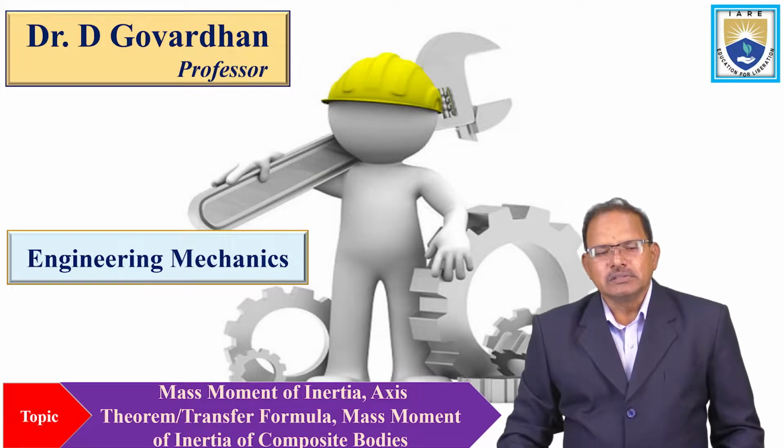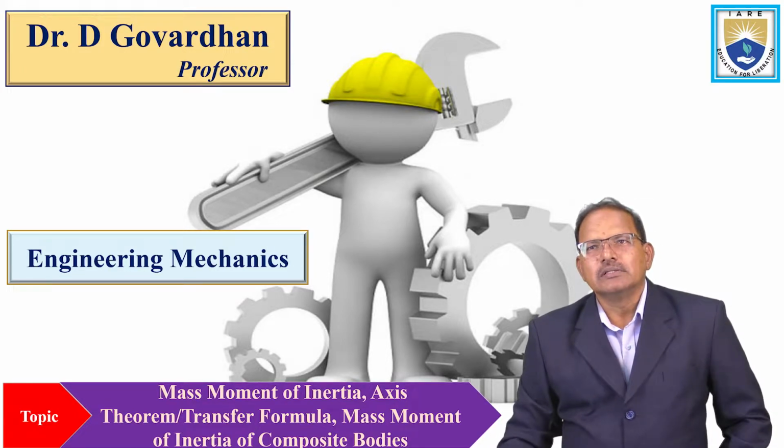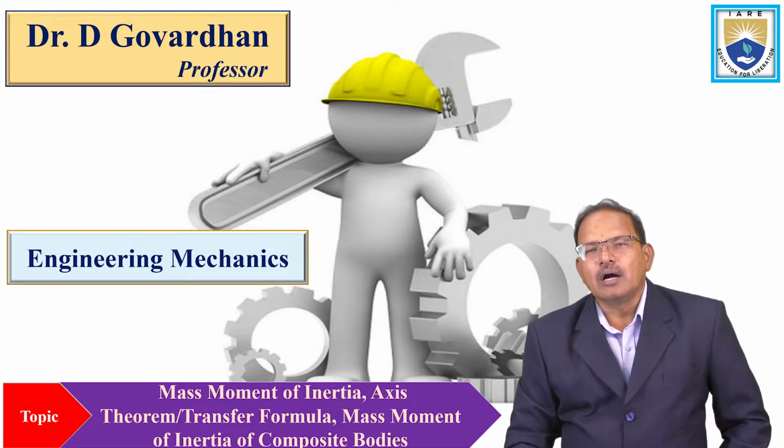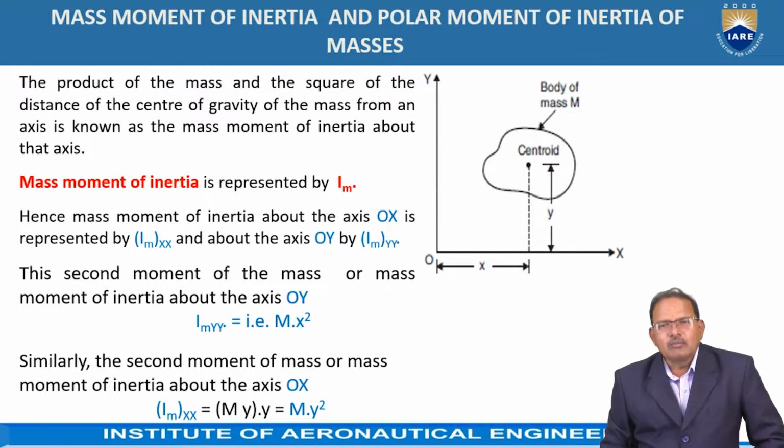Today the topic is mass moment of inertia, the parallel axis theorem. It is also called the transfer formula, and we will look at the mass moment of inertia of composite bodies. Mass moment of inertia: the product of mass and the square of the distance between the center of gravity of the mass and a reference axis is called the mass moment of inertia.